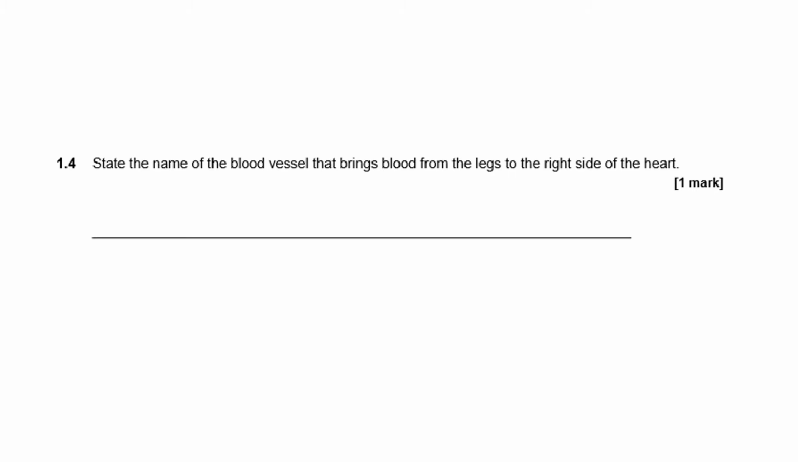So it's going to be a vein. So that's already halfway there. And the one that brings it from the body is going to be the vena cava. Now, if you have put superior or inferior vena cava, because you've learned that in PE, you would still get the marks. But the answer is vena cava for science.